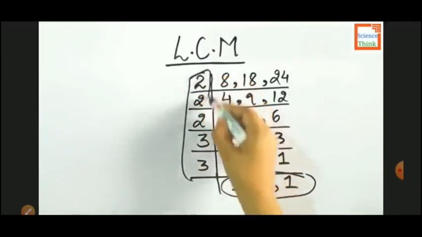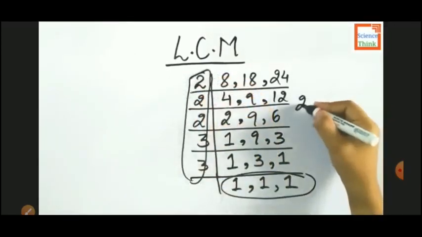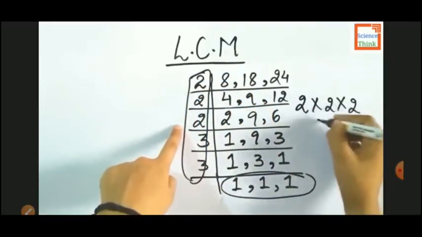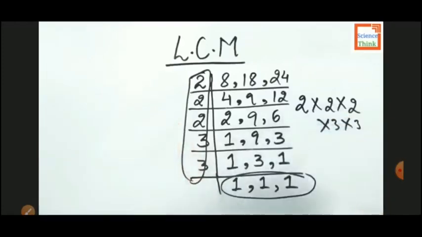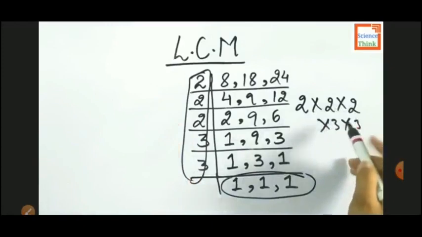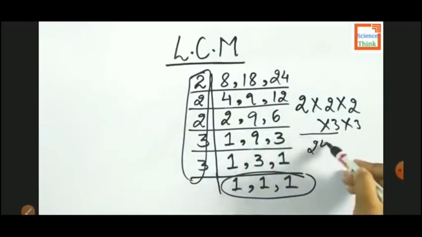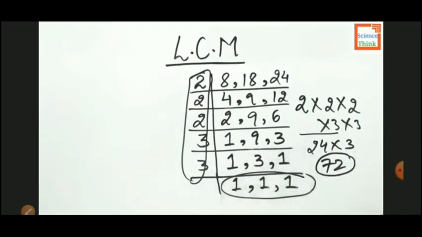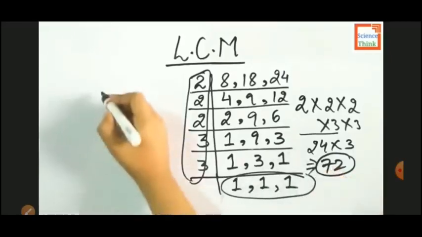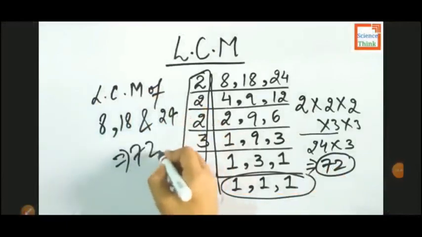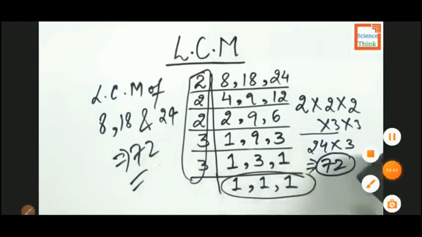So we will stop here and we will take all these prime divisors: 2 into 2 into 2 into 3 into 3. So we will multiply all these numbers. 2 2s are 4, 2 4s are 8, 3 8s are 24, 24 into 3, that means 72. So LCM is 72. So LCM of 8, 18 and 24 is 72. So like this we need to find it out.